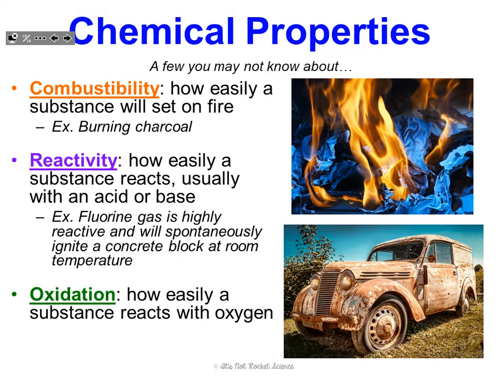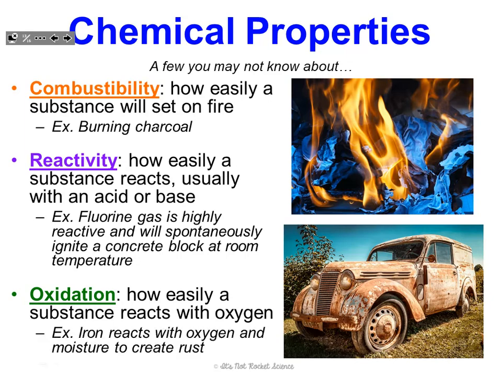And then oxidation is like that picture that's there of the rusty old car. So this is how easily a substance reacts with oxygen. And usually it's iron. A lot of times it's iron or steel, which contains iron in it. But that's reacting with oxygen, and then usually moisture, to create rust. So a lot of times there has to be some sort of moisture involved in order to create rust, or at least to speed up the rust or oxidation making process. So I would recommend writing down that example there.